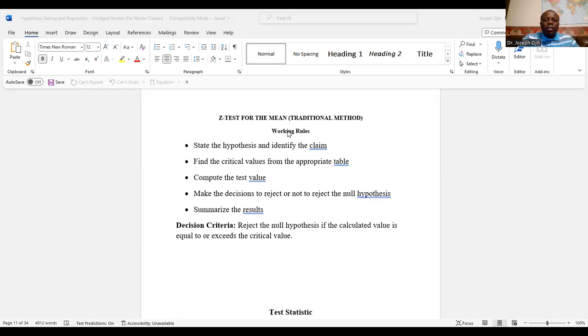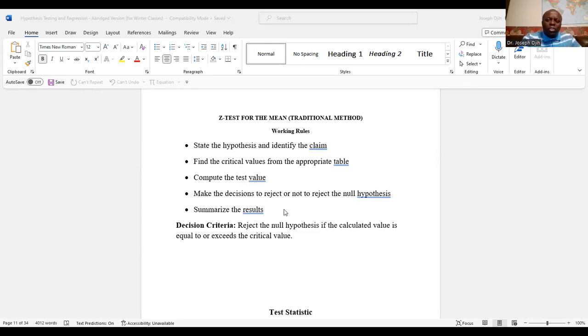Z-test for the mean. You can see the working rules here. This is the traditional method. You state the hypothesis and identify the claim. You find the critical values from the table. The table I will use in the class, and I told you to print and keep handy. Then you compute the test value, make decisions to reject or not reject the null hypothesis, then summarize your results. So this is what we do in hypothesis testing.